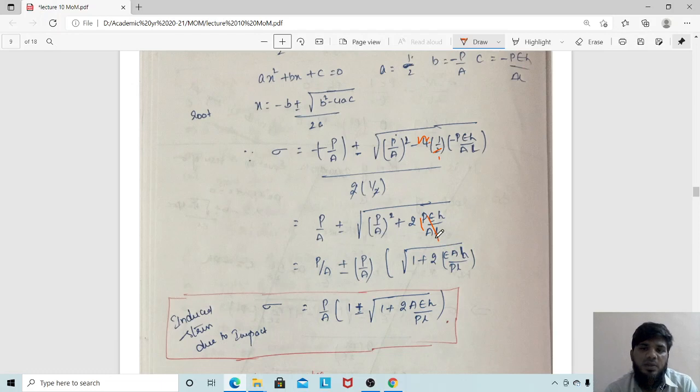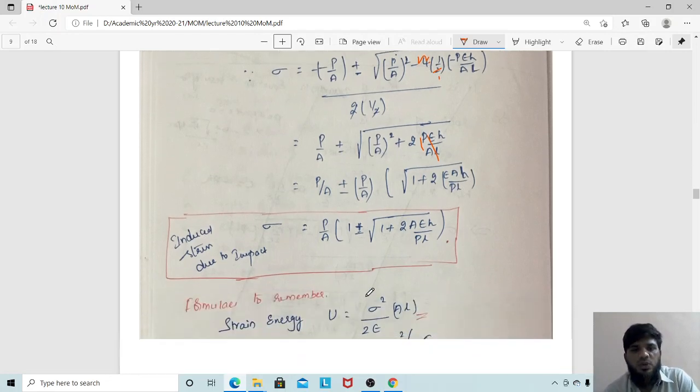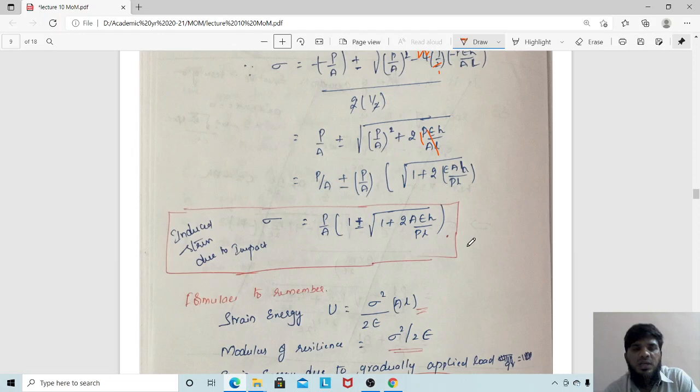dividing the value with the same value, that is nothing but the reciprocal should be written. The reciprocal is nothing but A by P has to be written extra. So that's why I'm writing here A by P extra. So P by A is taken out common. So what is left inside is, in the place of (P by A) the whole square, 1 will be left out, plus 2 into, in the place of P by A, that should become the reciprocal, EA by PL. EH by L is as it is. So whatever equation you are going to get, that is because of induced stresses due to impact.